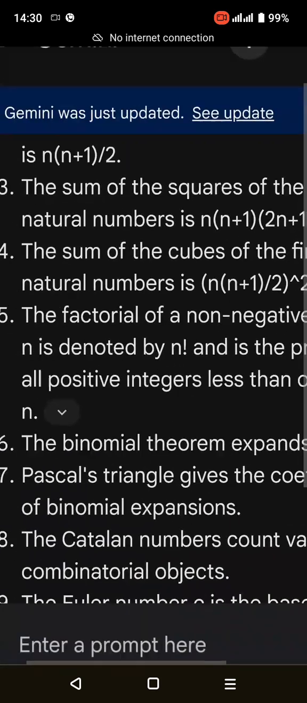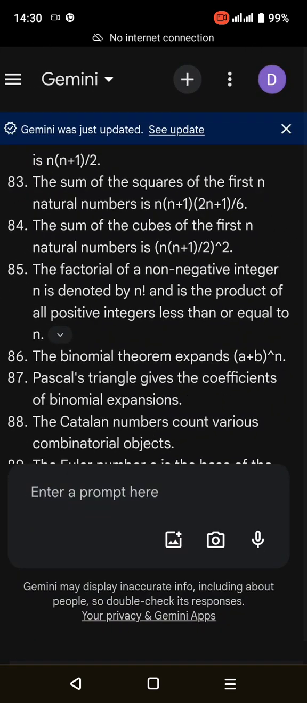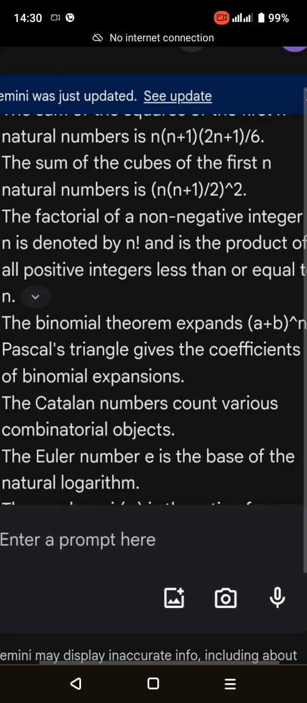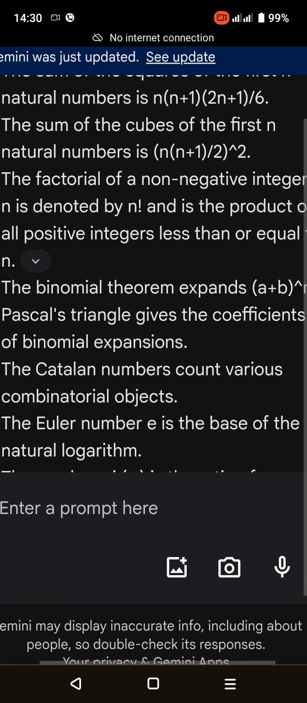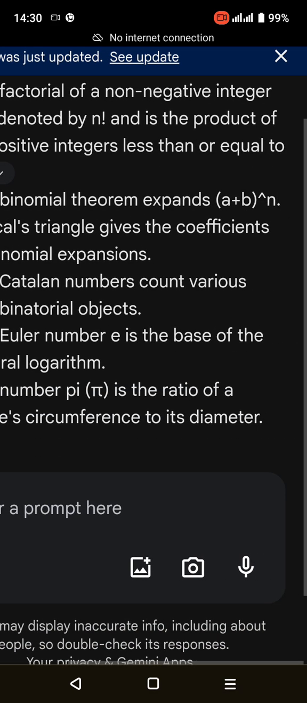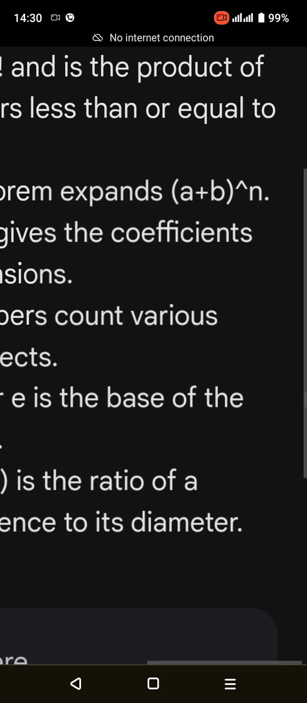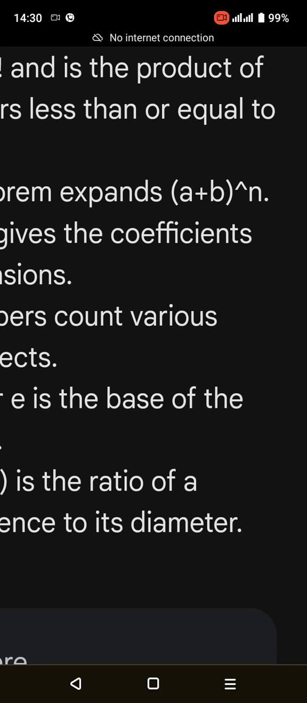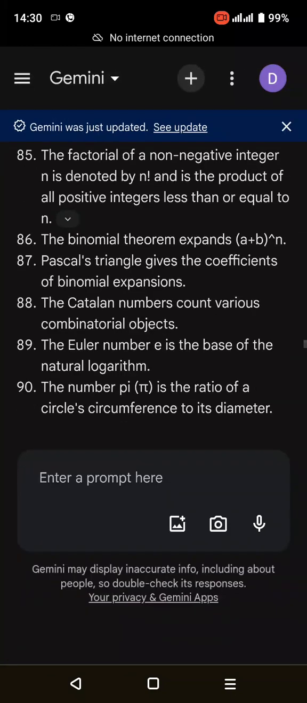85. The factorial of a non-negative integer n is denoted by n! and is the product of all positive integers less than or equal to n. 86. The binomial theorem expands (a+b)^n. 87. Pascal's triangle gives the coefficients of binomial expansions.